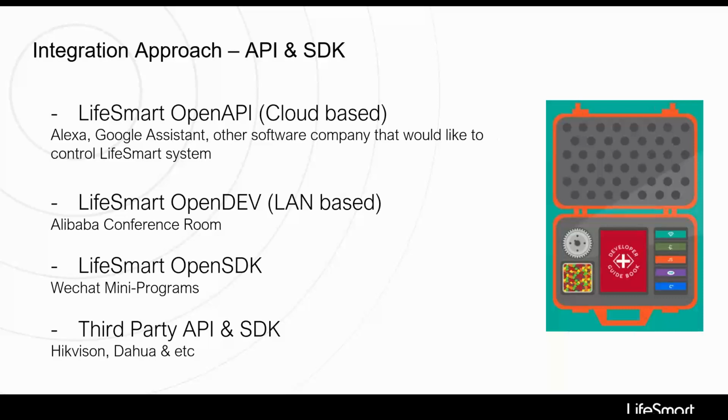And the last is third-party API and SDKs. The three methods we just talked about are for the case where a third-party software would like to control LifeSmart systems. Reversely, if LifeSmart systems would like to control other systems, like Hikvision or Dahua cameras, so our users can check those cameras, we need to use third-party API and SDK for the integration. We will chip in on that integration later.